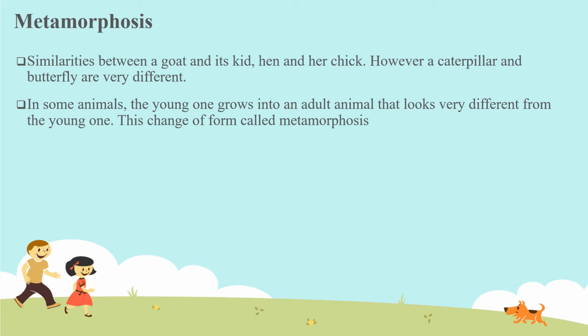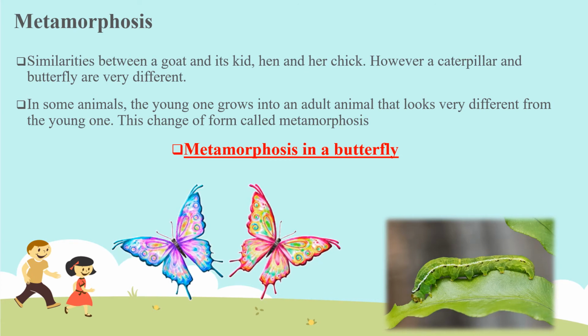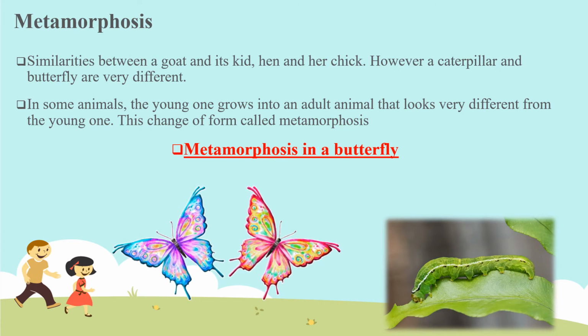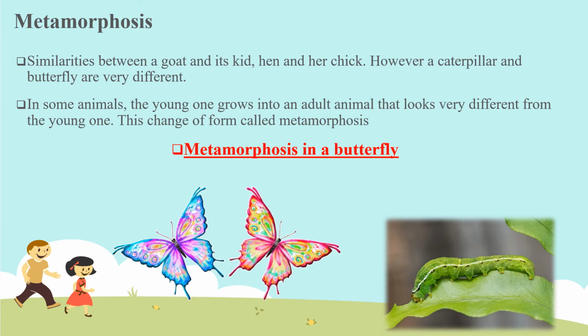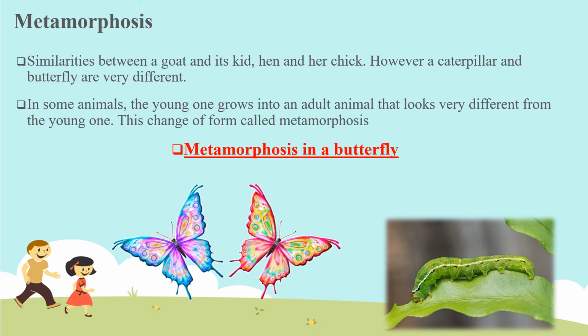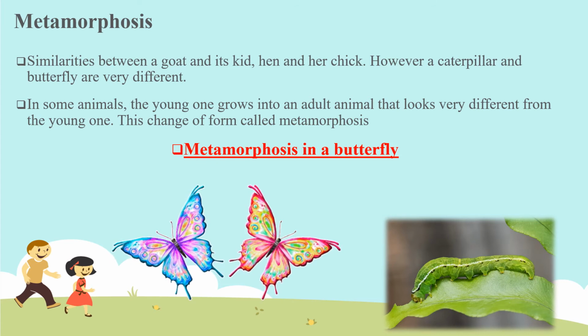Metamorphosis. We know that a goat and her kid are similar. In the same way, a hen and her chick are also similar. But there is a lot of difference between a caterpillar and a butterfly. The process where a young one looks different when it grows into an adult, that change is known as metamorphosis.